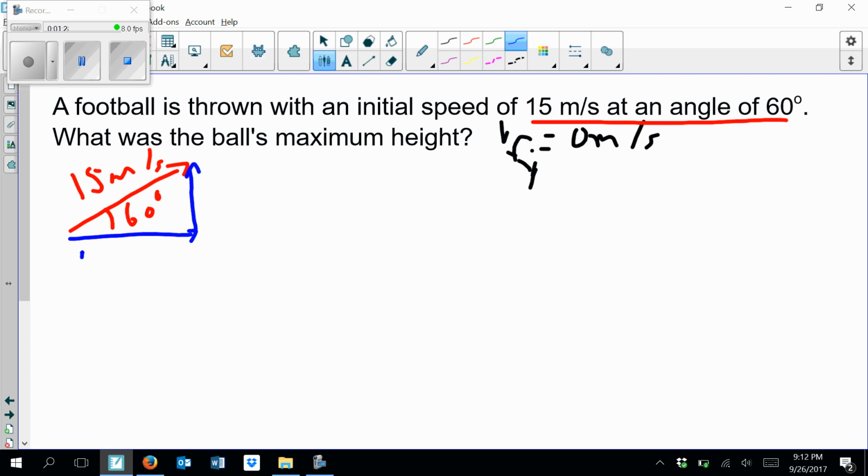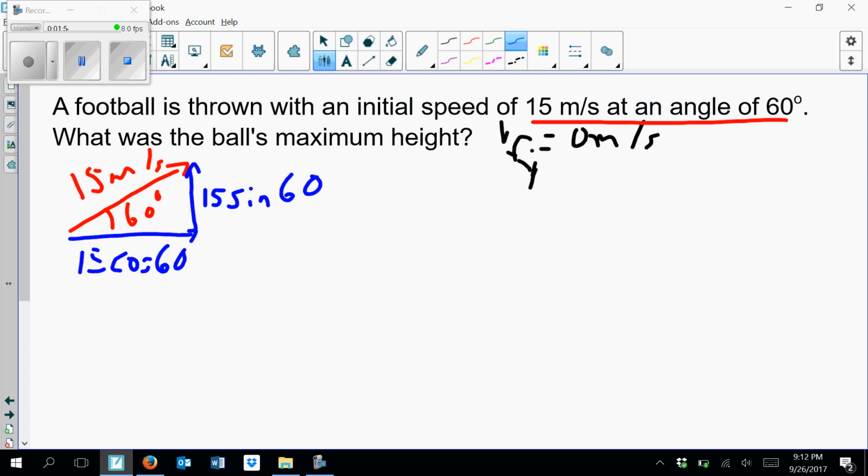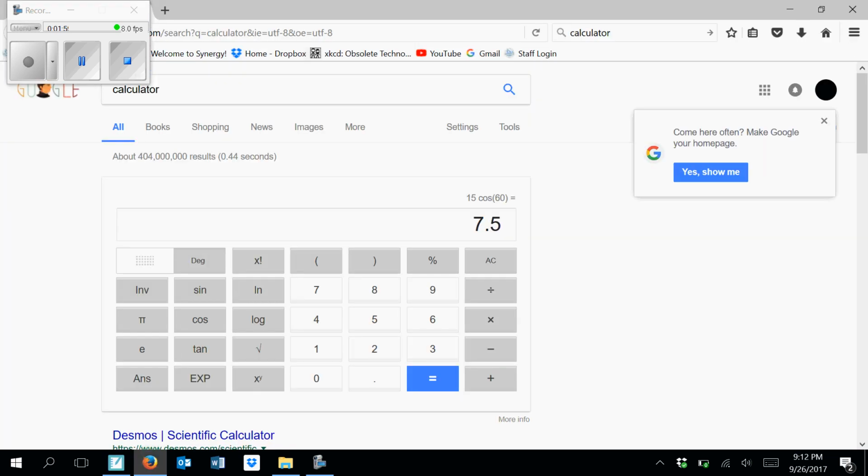So for the x direction, that will be 15 times the cosine of 60, and on the y-axis, 15 times the sine of 60. I'm going to go ahead and calculate both of those. 15 times the cosine of 60. I'm going to hope that it's in degree mode. Switch it there. And that is 7.5. So here we've got 7.5 meters per second.